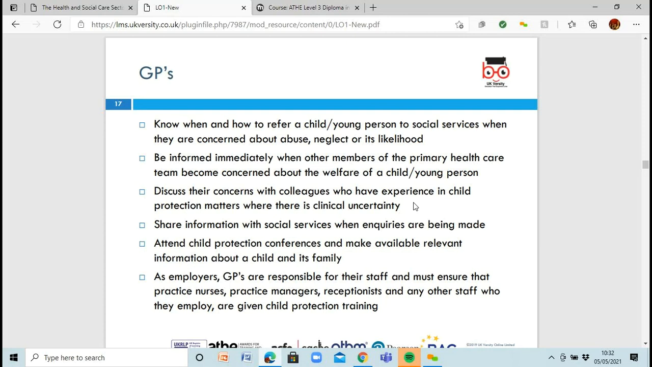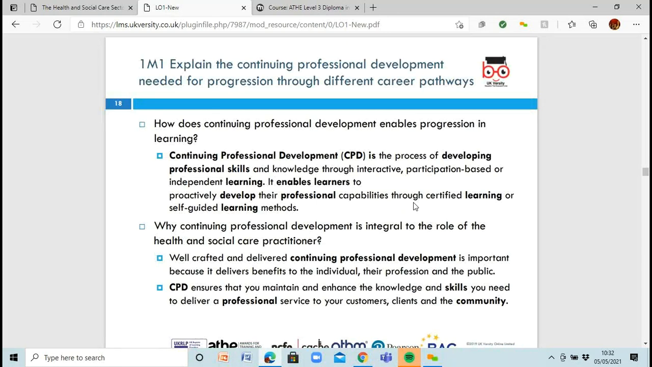Okay, so I will work on to the merit question now. So this section is about CPD. Explain the continuing professional development needed for progression through different career pathways. So CPD is continual professional development. And how does this help you to progress in your learning?